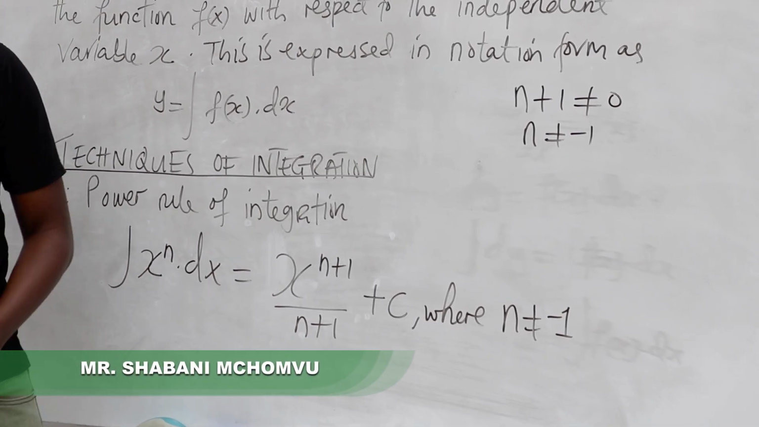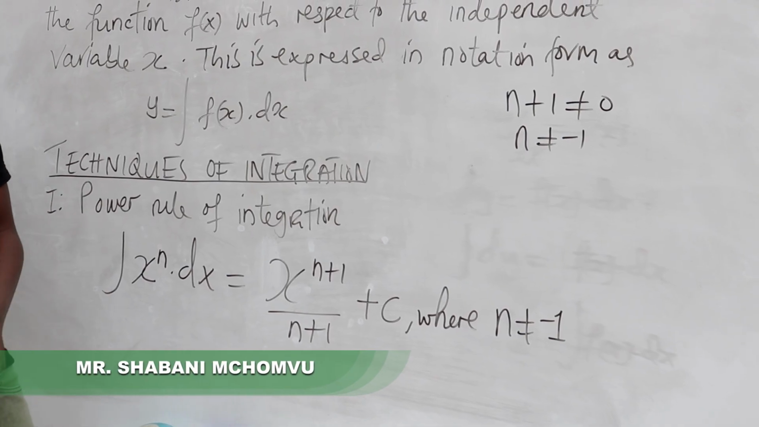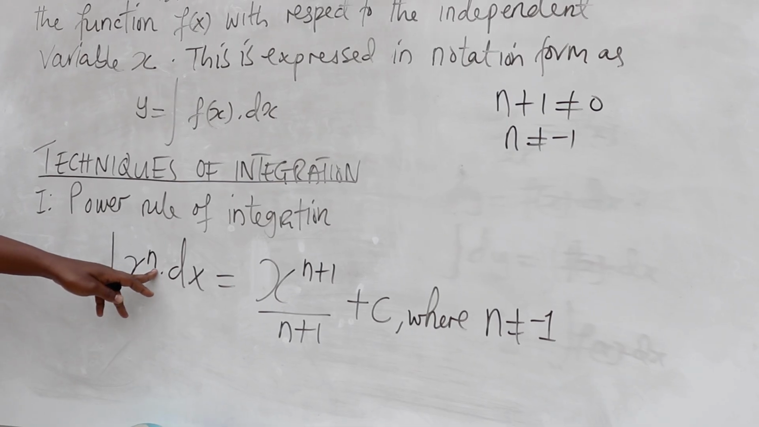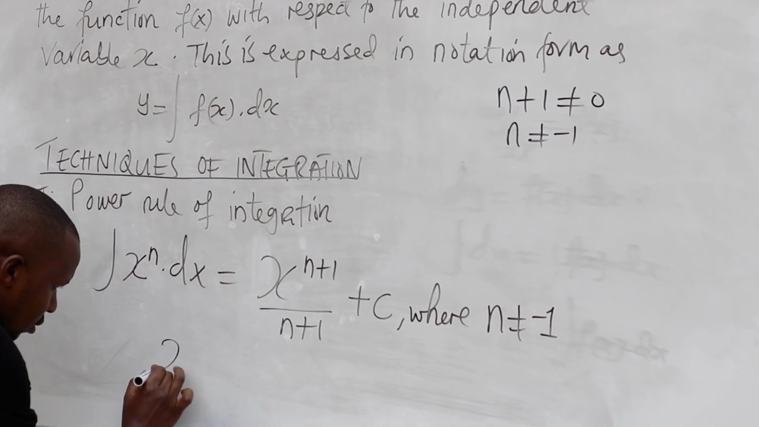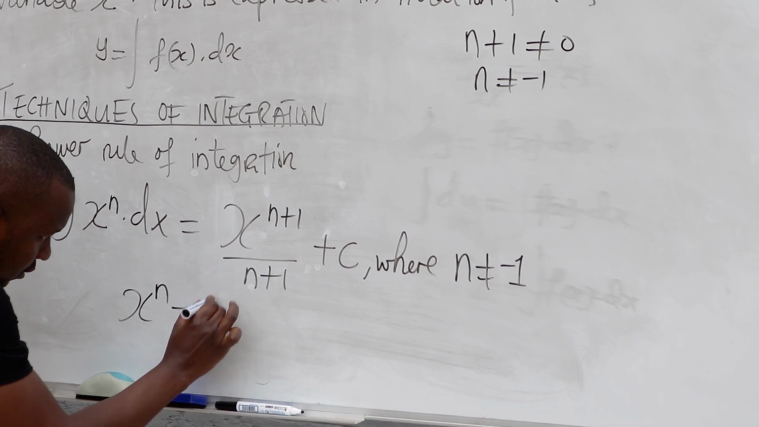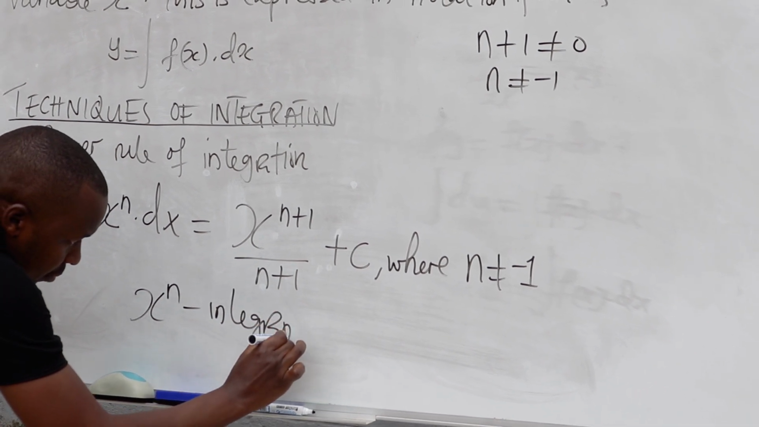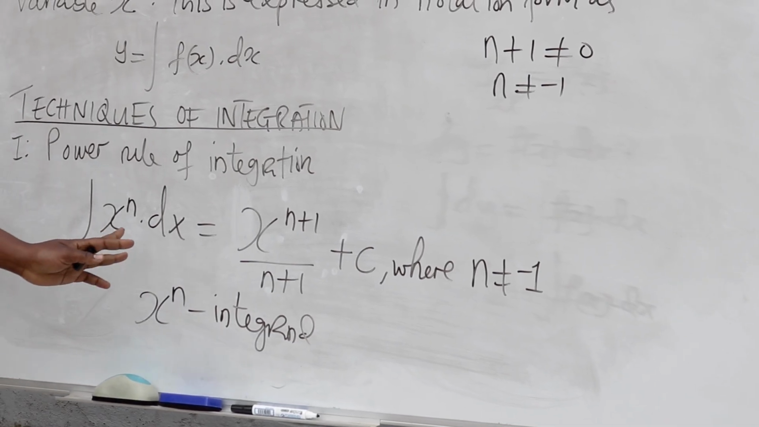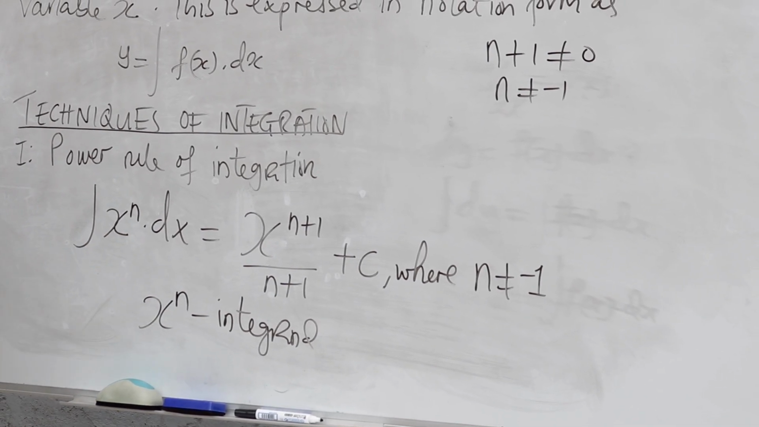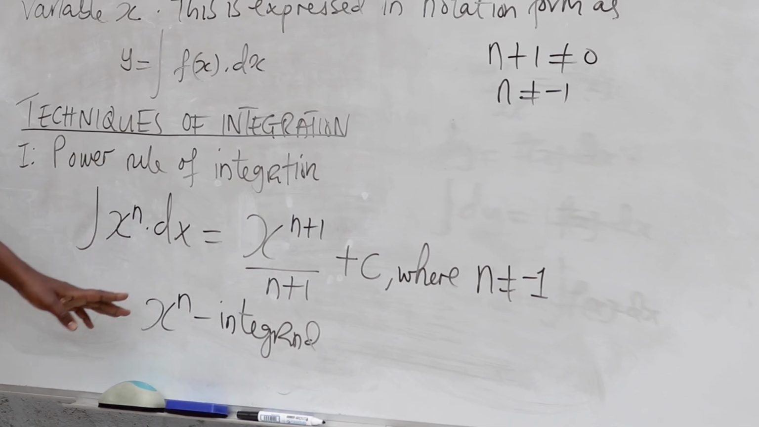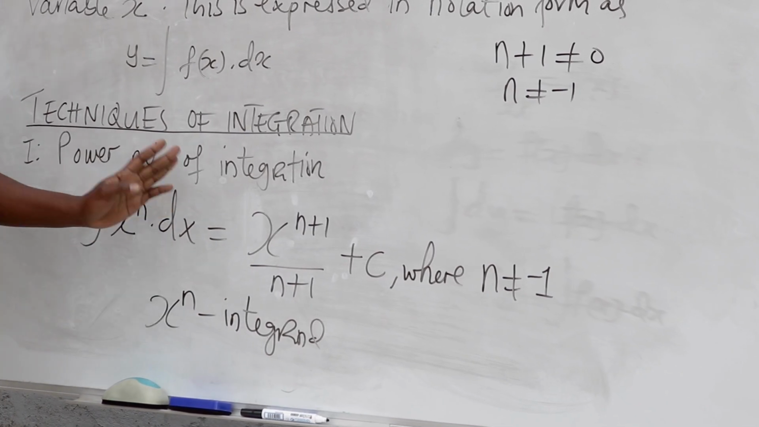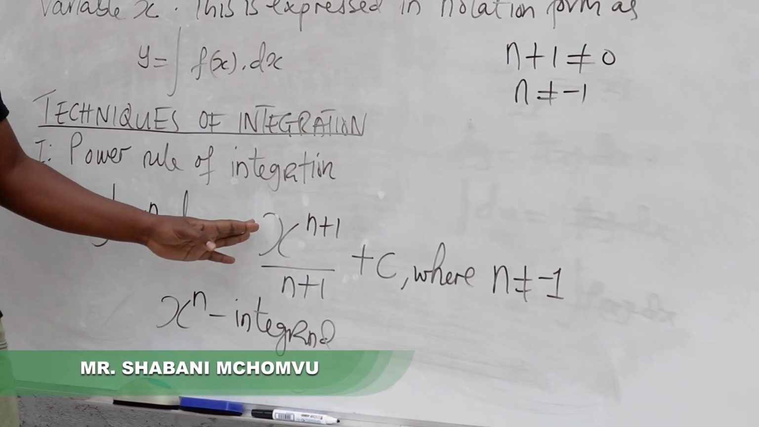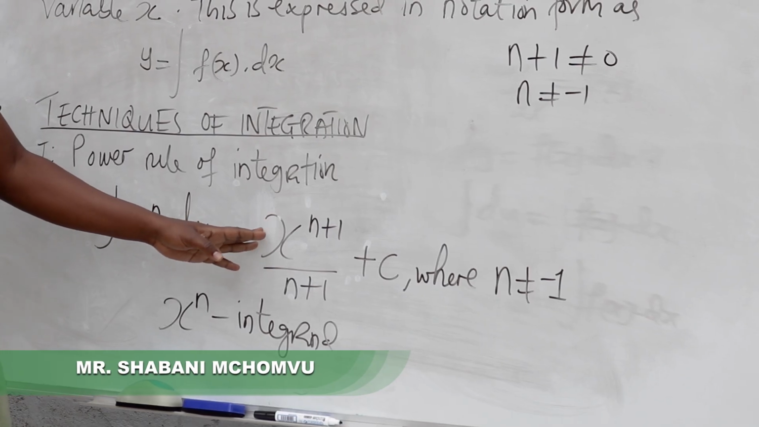And this is what we call the power rule of integration, whereby this x raised to n is the integrand, the function that needs to be integrated, with respect to x. Whatever we are integrating, if it does not contain x, it is a constant, and we say its integration value will be 0.